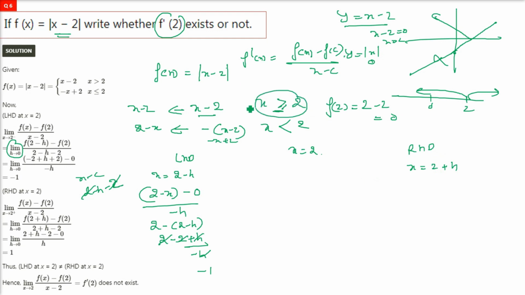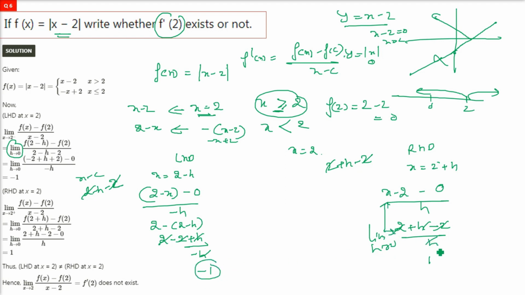Now for x greater than or equal to 2, you have to use the function x minus 2. So x minus 2 minus 0 divided by x minus 2, replacing x by 2 plus h: 2 plus h minus 2, you have h, divided by h. 2 gets cancelled, h gets cancelled, you get 1. So the limit as h tends to 0 gives 1 on the right, and negative 1 on the left. So they are not matching. You can easily say that f dash 2 does not exist.